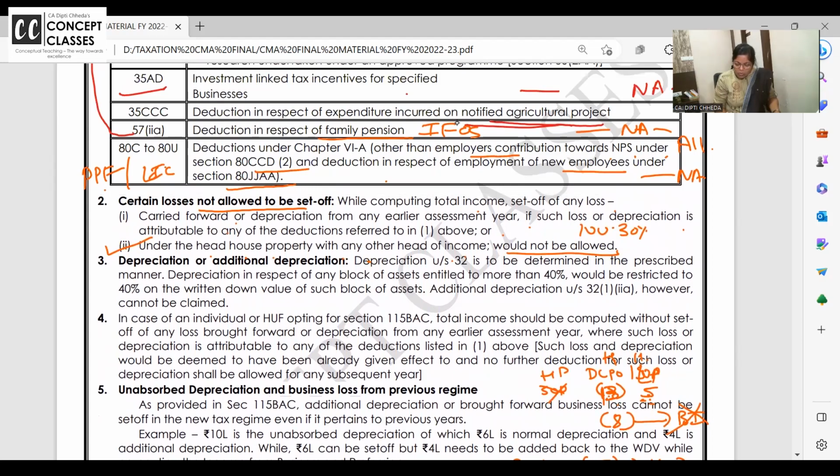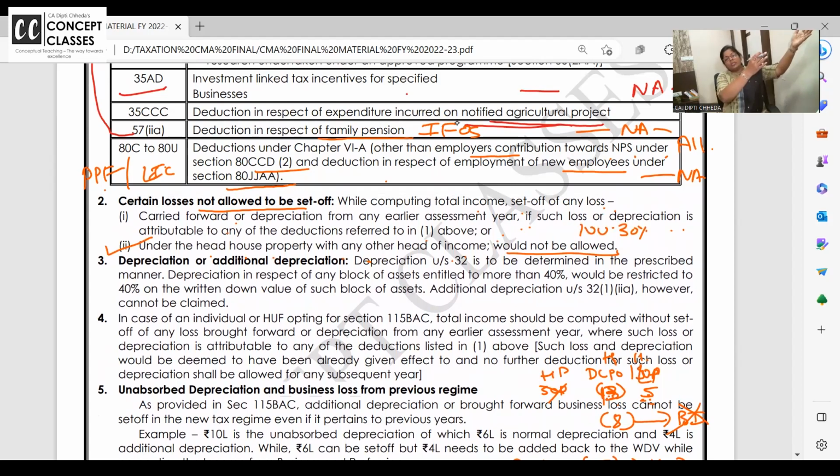Read it again. While computing total income, set off of any loss, carry forward or depreciation from any earlier assessment year, if such loss or depreciation is attributable to any of the deductions referred in one above, it's not allowed. Certain losses are not allowed to be set off. And simple logic is, family pension is only not allowed to relate it to that loss. Scientific research, as it is, that deduction is not allowed.